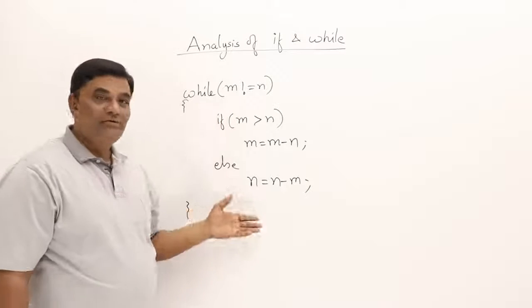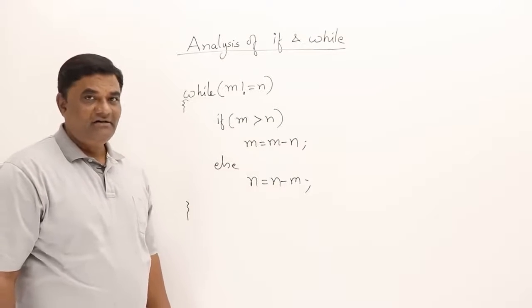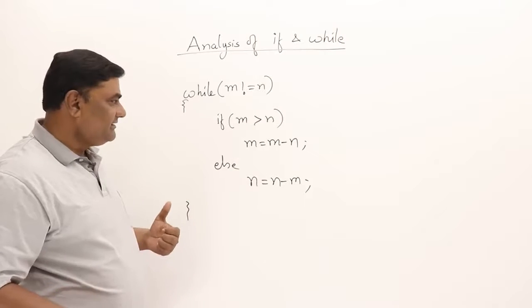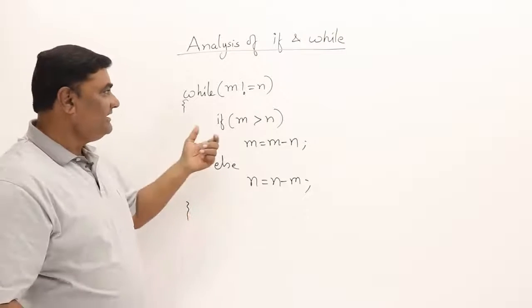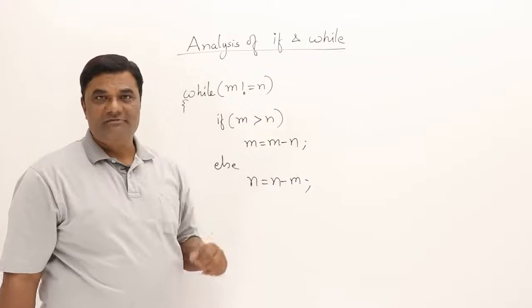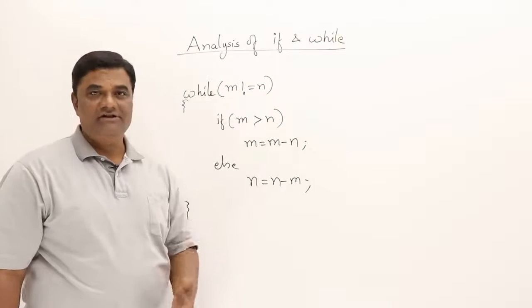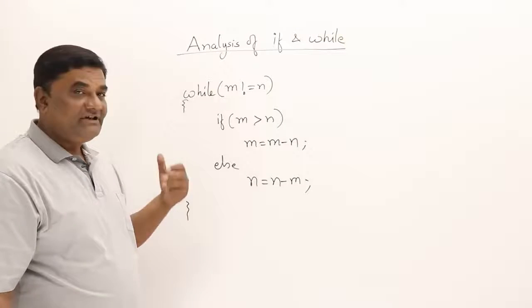Next, this piece of code is for finding GCD of two numbers m and n. Now how many times will it repeat? It will repeat for some time until m and n become equal. When they become equal, it will stop. So when they are equal, that is the GCD value, either you say m or you say n. How many times it will execute, I don't know.